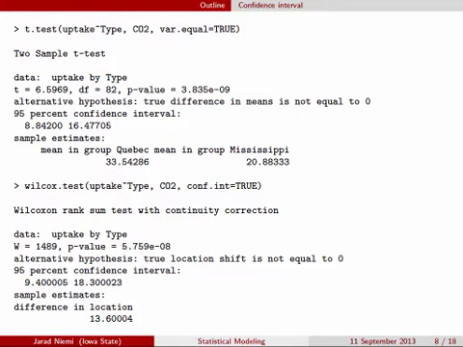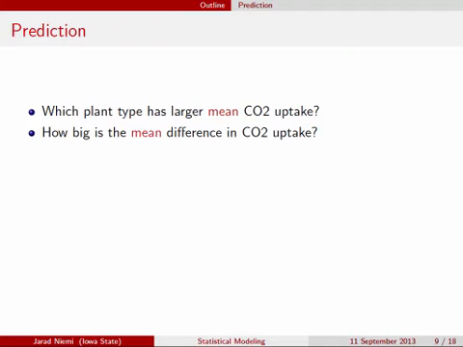Okay. So this seems helpful. The only caveat here is that, okay, right, these are the questions we've answered. Maybe I should have pointed that out. We've commented on which has larger mean uptake, right? We now know that it's Quebec. And we have some uncertainty about what the mean difference is, right? It's somewhere in the range 8 to 17, something like that.